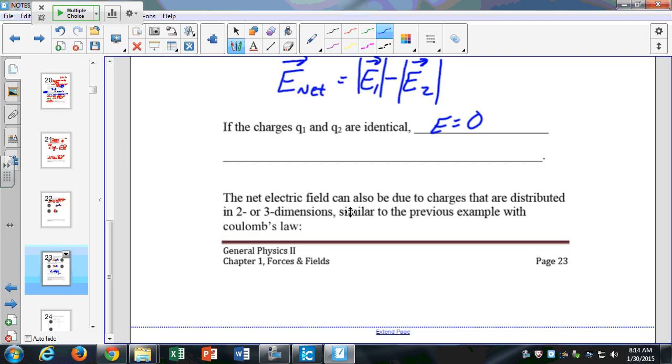Okay, you can also have charges that are distributed in 2 or 3 dimensions. We'll just do 2-dimensional charges, like we did with Coulomb's law. I'm going to do an example. I'm just going to set it up, though. We're not going to go through all the vector addition and subtraction.